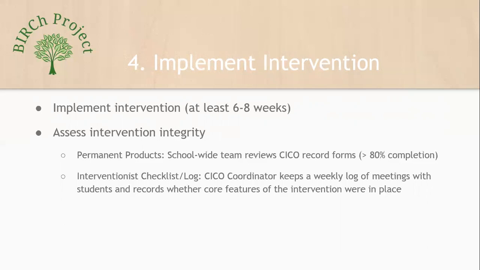In this process of implementing the intervention, you also have to identify how you are measuring intervention integrity. One way is to look at permanent products. So if we're using a check-in, check-out intervention, as in this example, one way to evaluate fidelity would be to look at the permanent products, the record forms that the interventionists are actually generating for these students. Another way would be for interventionists to keep a log of some way, or an intervention checklist to document the extent to which they provided this intervention.